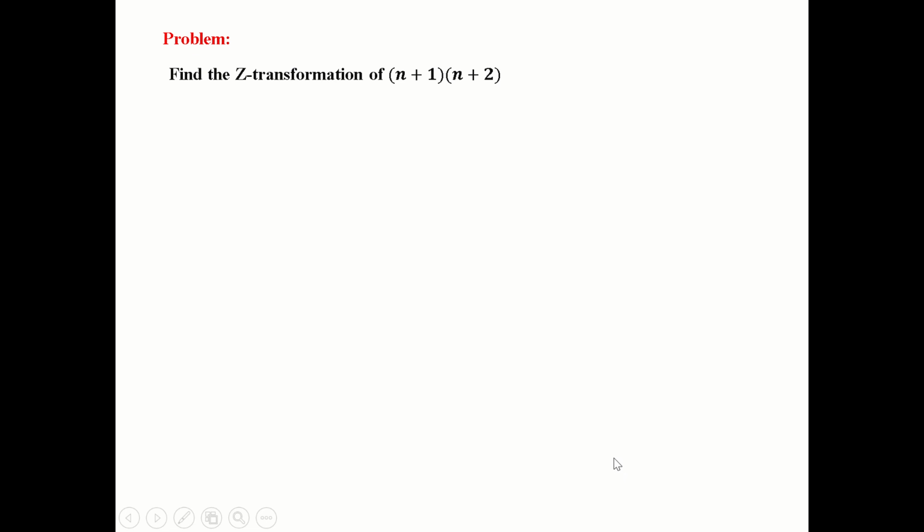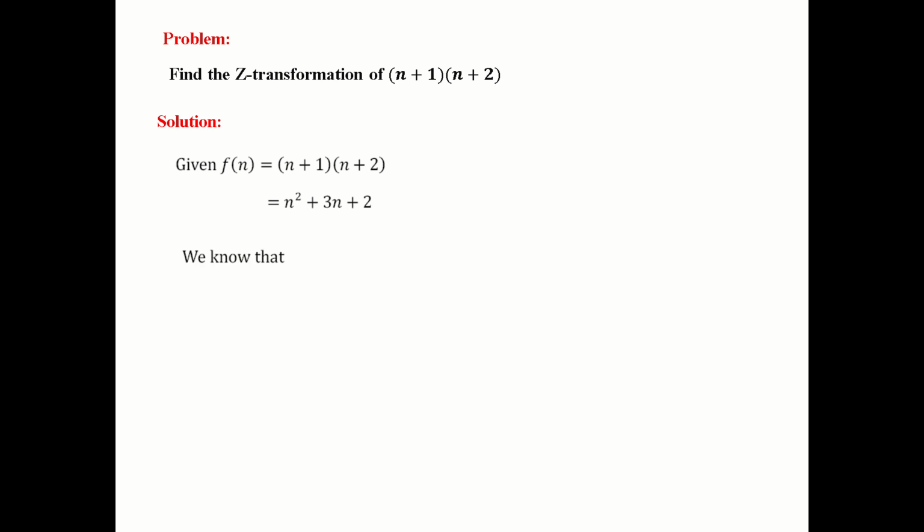Problem. Find the Z transformation of (n+1)(n+2). So take f of n equals (n+1)(n+2). Removing the brackets: n into n is n square, n into 2 is 2n, 1 into n is n, and 1 into 2 is 2. So you will get n square plus 3n plus 2, right?